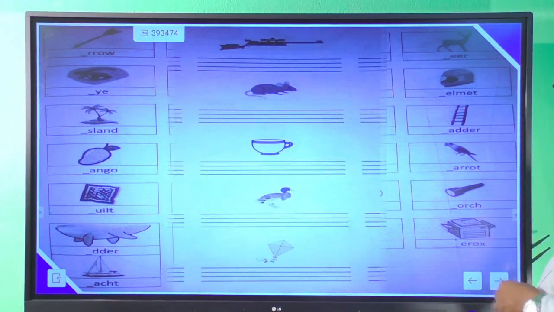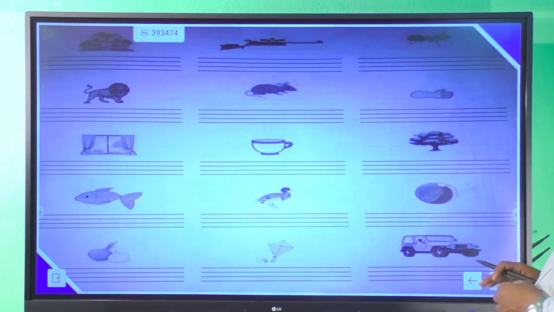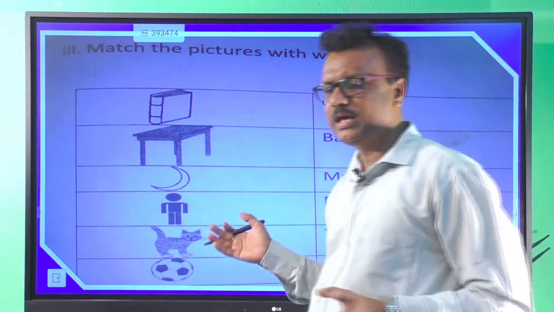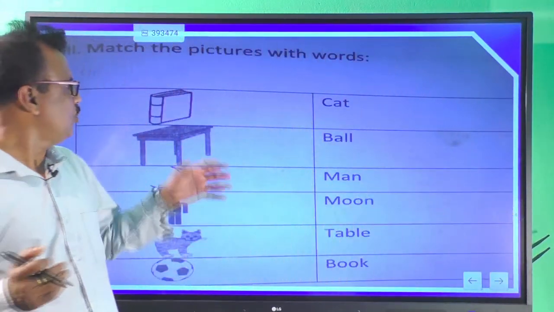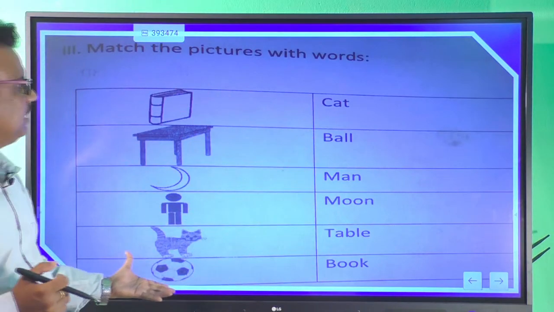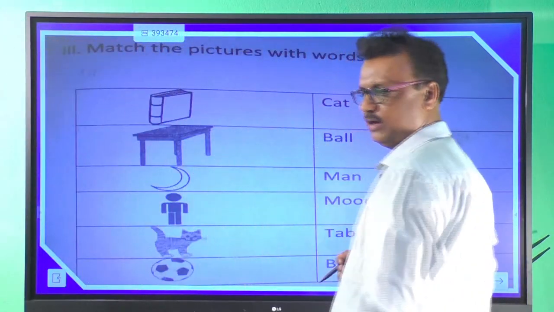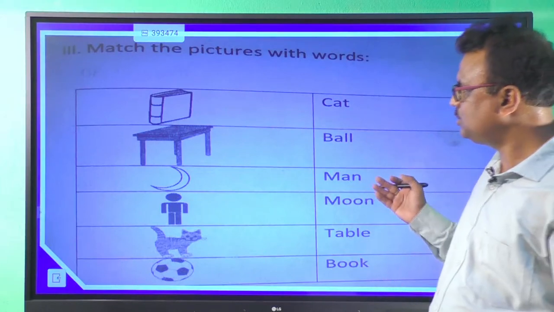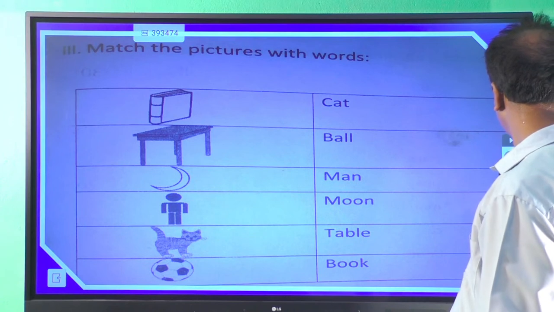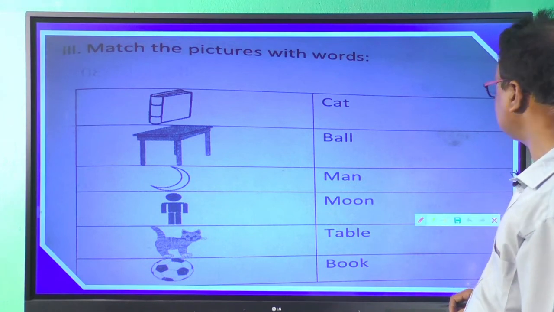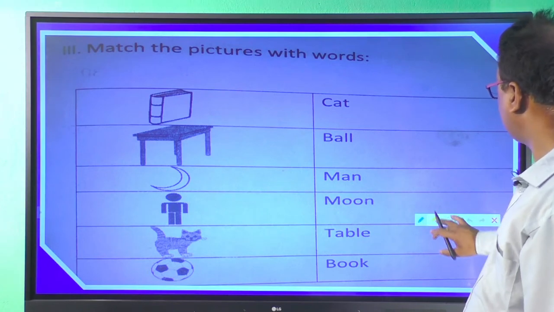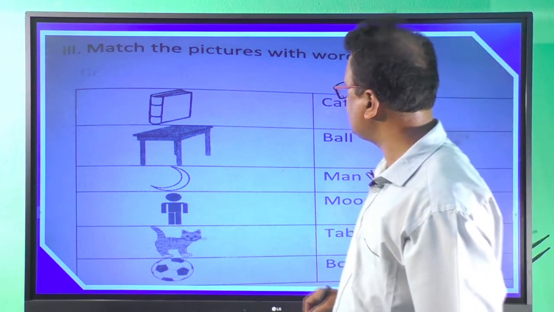So these two activities are very important for your vocabulary and writing purpose. Then see what is there. You can see two columns, column A and column B. In column A the pictures are given, in column B the names of the words are given. You have to just match them. This is a matching type question. Just before we were discussing the matching questions. So now the question comes, how shall we match them? Okay, see how we are matching.